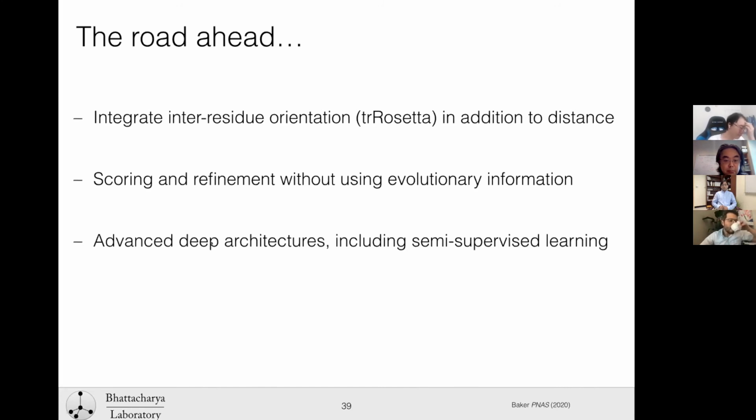And we can also try not necessarily supervised machine learning. We can try something like unsupervised or semi-supervised learning to see whether we can further improve the performance of quality estimation and refinement, and really improve the structure modeling accuracy and push it towards high resolution near experimental quality. Speaking of semi-supervised learning, I thought I would conclude by showing you something semi-scientific.